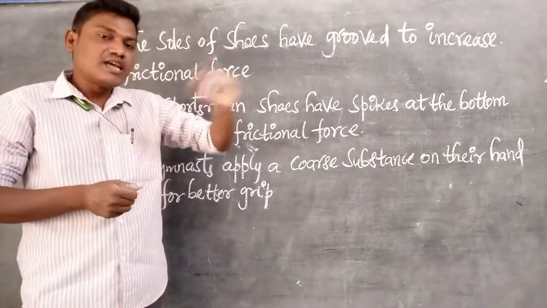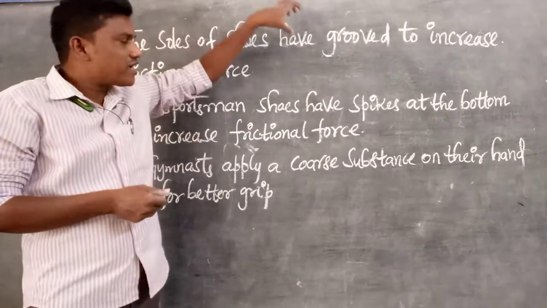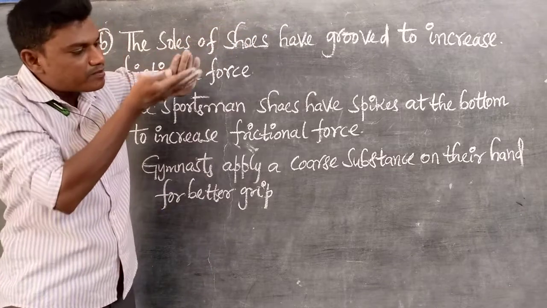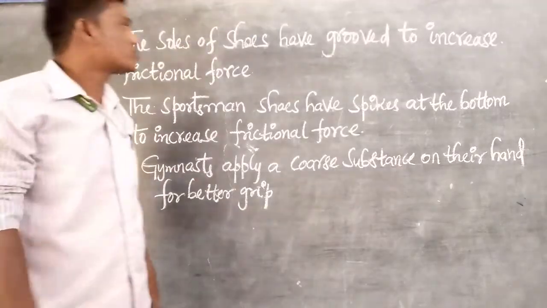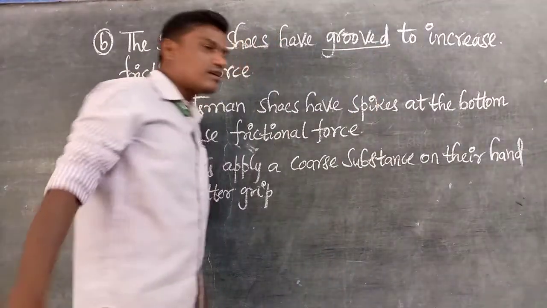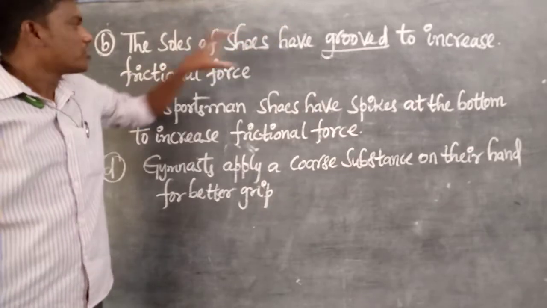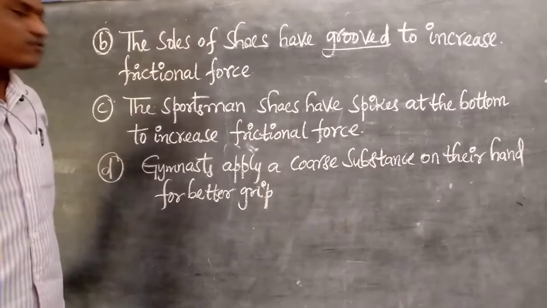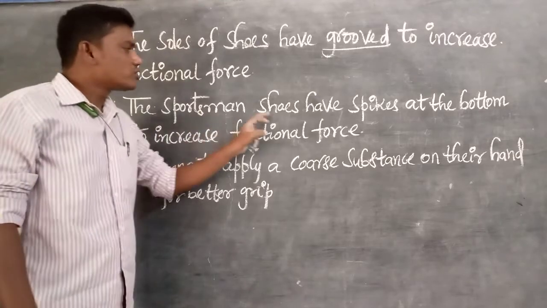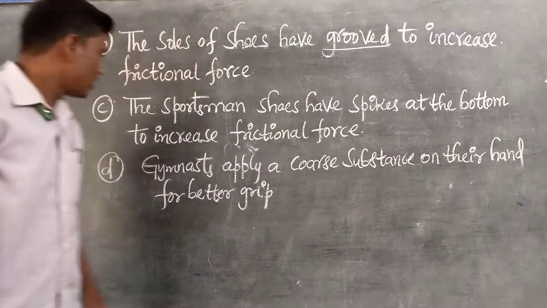In the case of tires, the special pattern is called treads. Okay, so in the case of shoes or slippers, the special pattern you observe on the bottom of the shoes or slippers is called groove. So why are the grooves there? The soles of the shoes have grooves to increase which one? Frictional force only. In the same way, the third one: sportsman shoes have spikes at the bottom of the shoes to increase the frictional force.